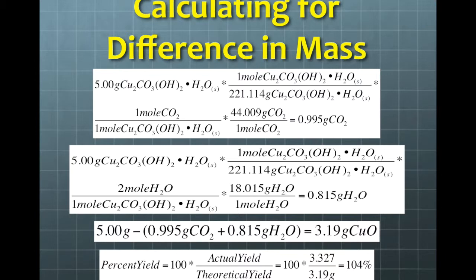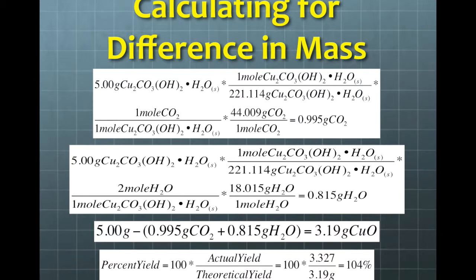Before we start, we can calculate the molar mass of each component of the experiment. Copper-2 carbonate hydroxide hydrate is 221.114 grams per mole. CO2 is 44.009 grams per mole, and H2O is 18.015 grams per mole.